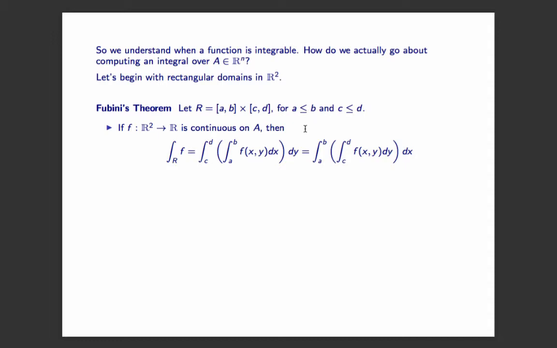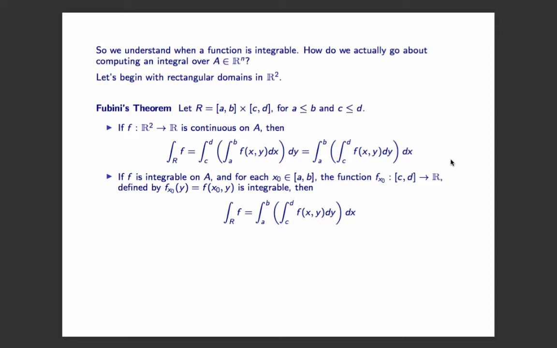So if f is continuous on R, then the integral of f over R is the integral from a to b of f(x,y) dx. In other words, I'm going to keep y constant and just integrate with respect to x. That'll give me a function of just y, and then I integrate that function with respect to y from c to d. Now I could also integrate with respect to y first and then with respect to x, so long as f is continuous.